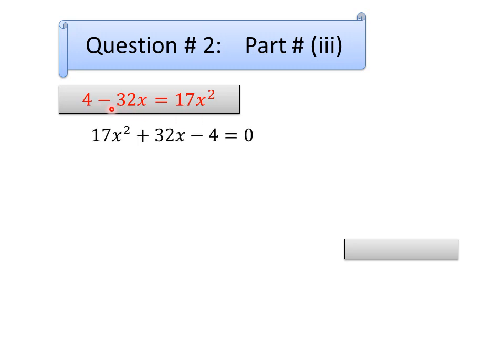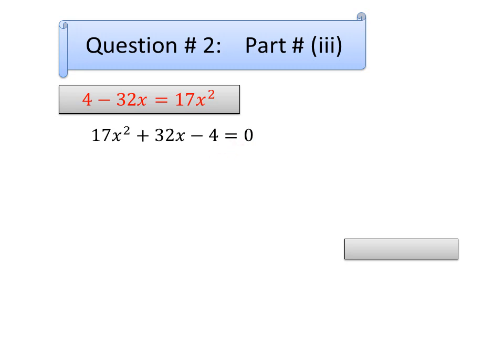I have taken 4 minus 32x towards 17x square, as the x square term is the greater term, so we have to take all the other terms towards it, and I have put the equation equal to 0. We can place 0 on any side of the equation. It doesn't matter that our left hand side was equal to 0; we can write it as equal to 0 on the right side as well.